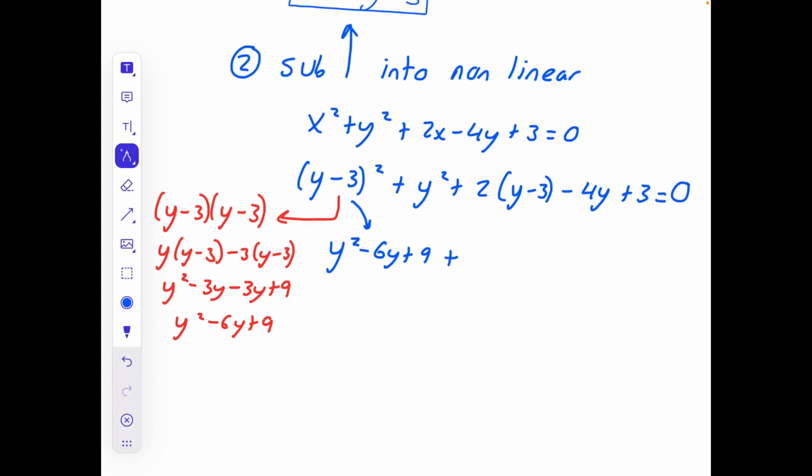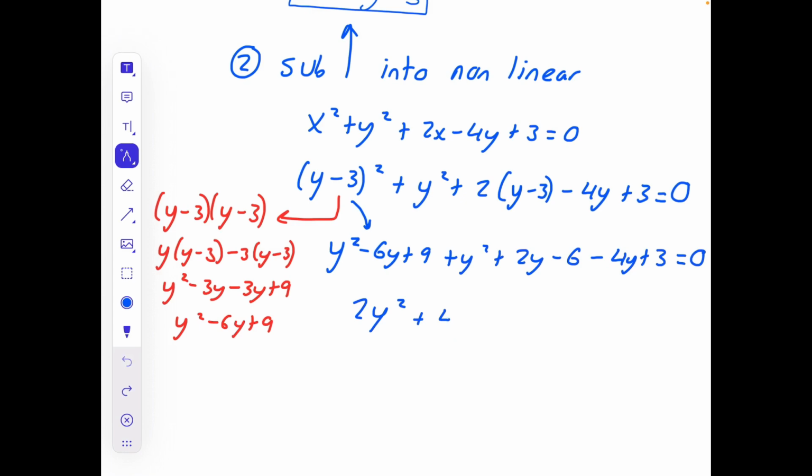So we still then have y squared. Going to multiply that 2 into the bracket, so 2y minus 6 minus 4y plus 3 is equal to 0. Now I'm going to tidy this up. So I have y squared plus y squared, that'll be 2y squared. Minus 6y plus 2y will be plus 4y.